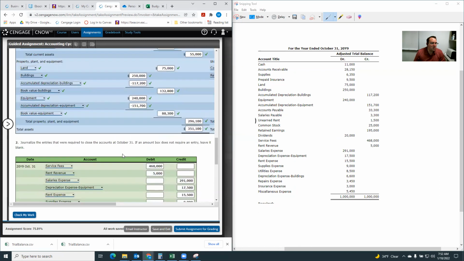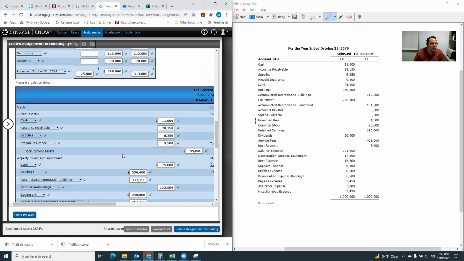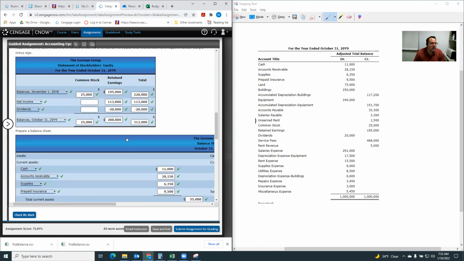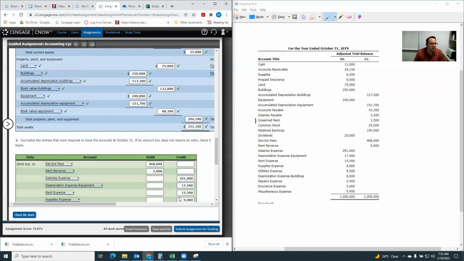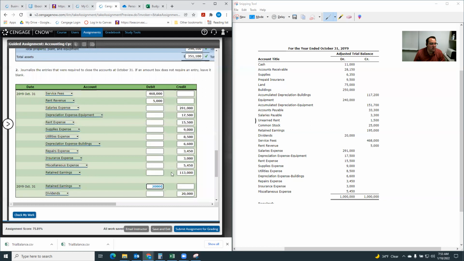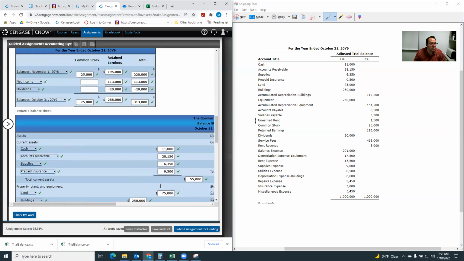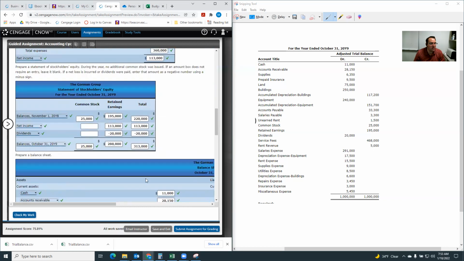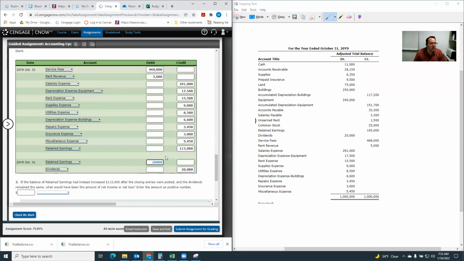Now remember, up here, we kind of already went through this process where we said, okay, so here's our retained earnings. It had 195,000 at the beginning. We added 113,000 for our net income. Remember, with retained earnings, a credit adds to it. And we deducted 20,000 for our dividends. So this is just showing the journal entry that actually does that.